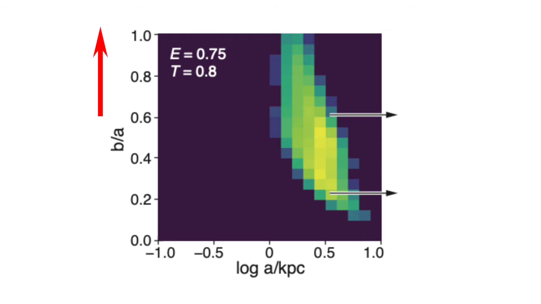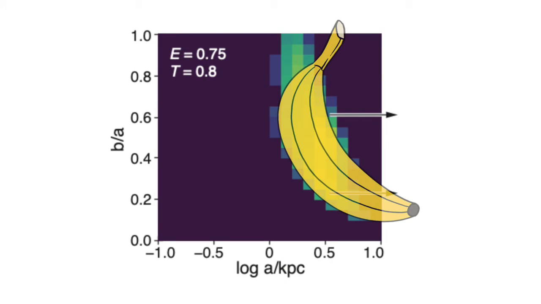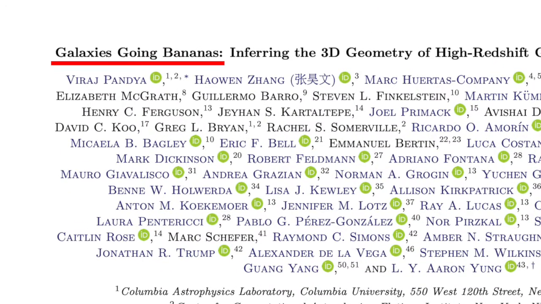So when you see a bunch of galaxies in projection on the sky, you want to measure essentially their aspect ratio. And then you plot the aspect ratio on the y-axis and then the sizes of the galaxies on the x-axis. For the galaxies that look like breadsticks or baguettes, they trace out a banana in this diagram of aspect ratio versus size. So that's the inspiration for the title of the paper, Galaxies Going Bananas.